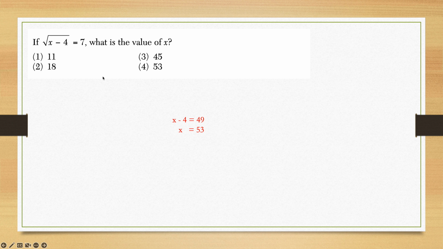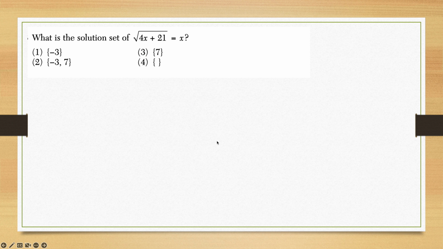Okay, so I have to square both sides, which gives me the square root of x minus 4 squared is 7 squared. Square root of x minus 4 squared is x minus 4, 7 squared is 49. Adding 4, I get 53. There's my answer. Try another radical equation. Go ahead.